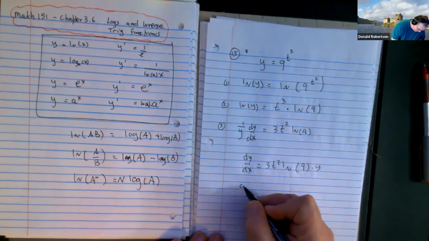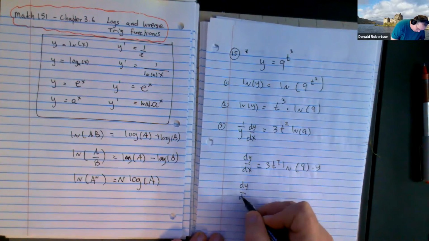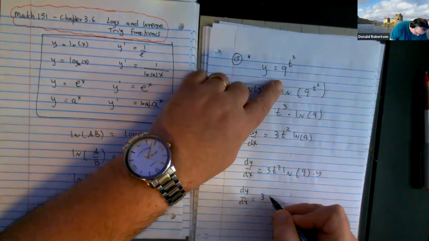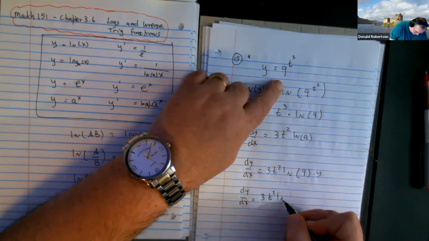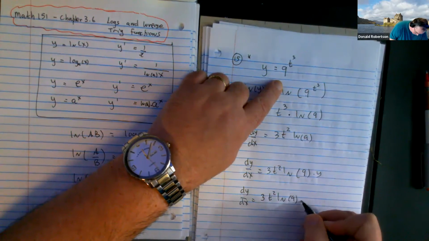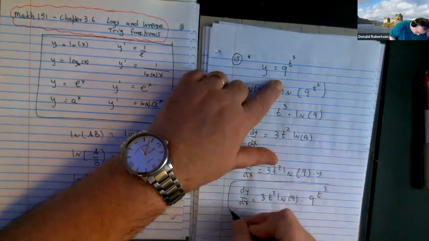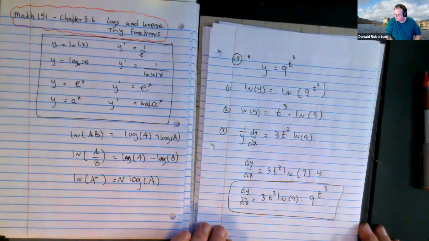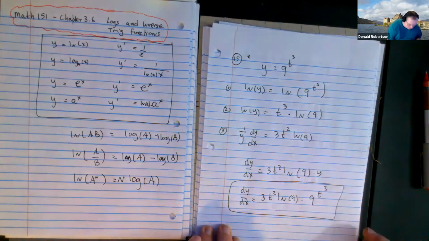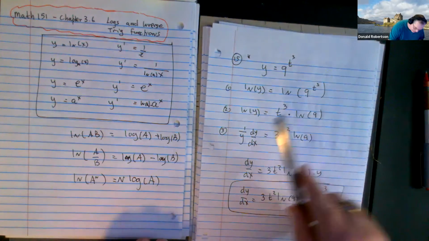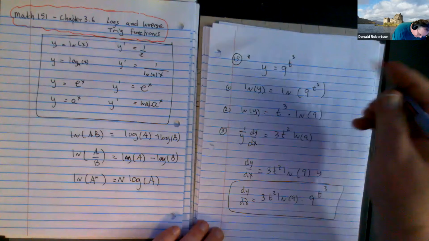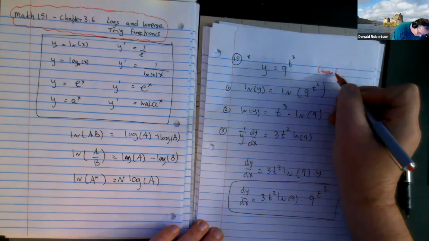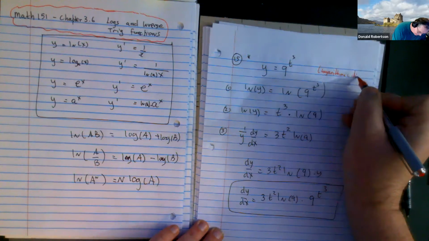And then to finish, you turn the y back into the original. So you get 3t squared natural log of 9 times 9 to the power of t cubed. And we have now found that guy's derivative. And that is using logarithmic differentiation.